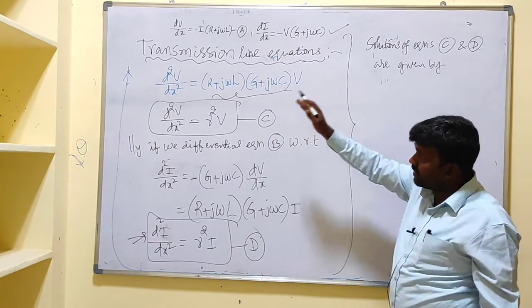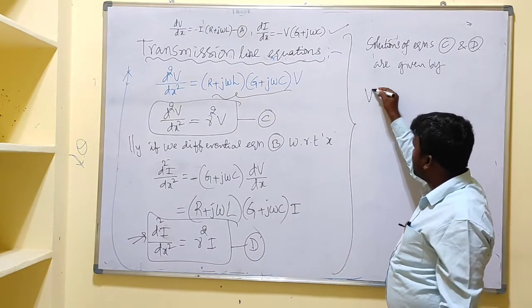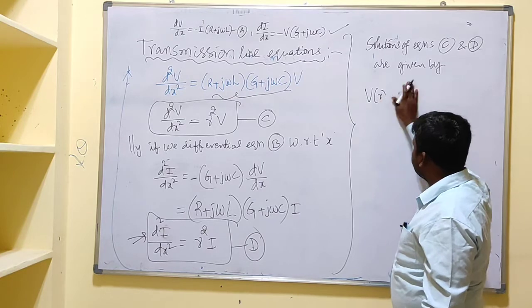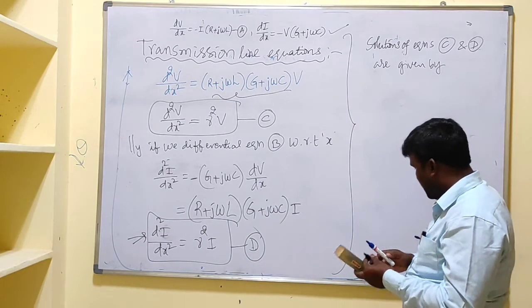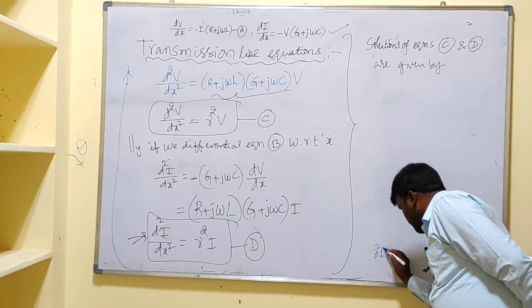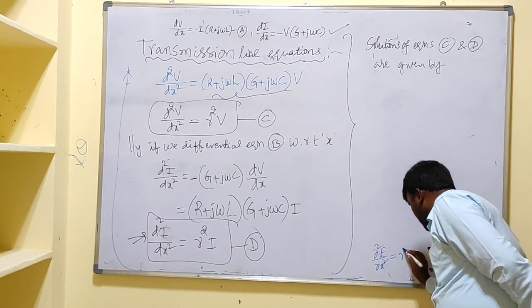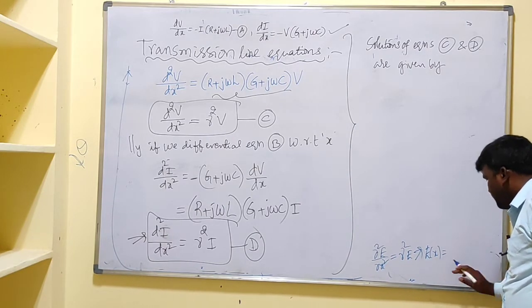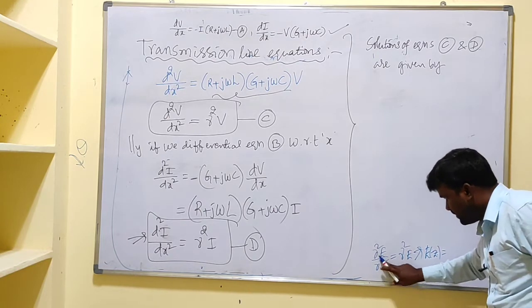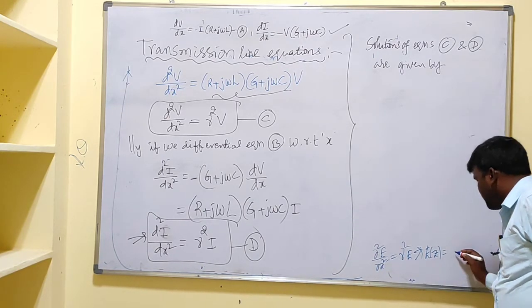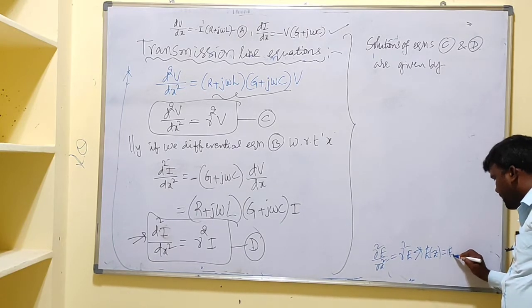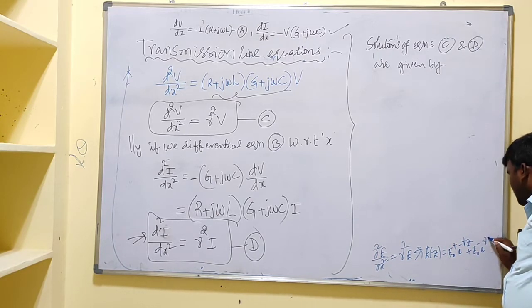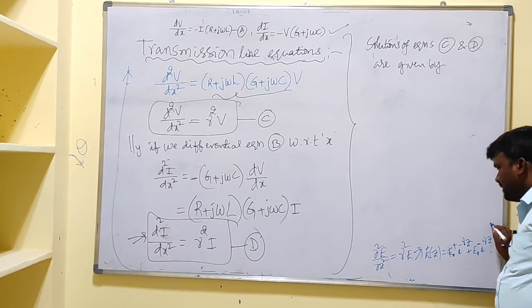If you go for the solution of a second order differential equation, the solution is given by V of x equal to V naught plus... Before writing this one, I will write the wave equation, that is ∂²E/∂x² equal to γ²E. The solution of this can be written as E of x equal to... basically in our case we consider ∂²E/∂z². So E of z equals E naught plus e to the power minus γz, plus E naught minus e to the power γz.